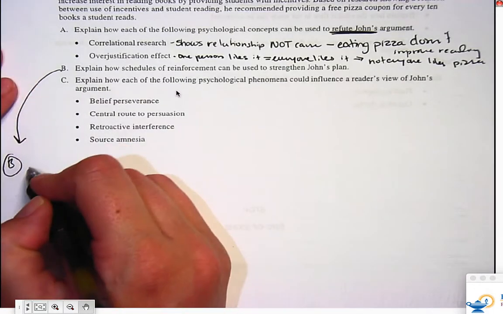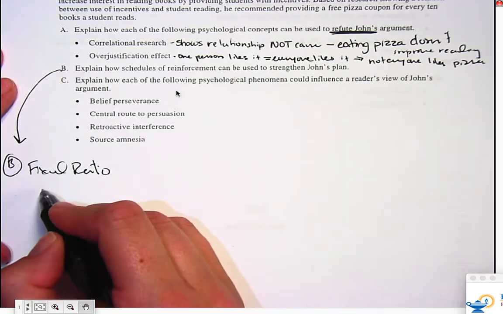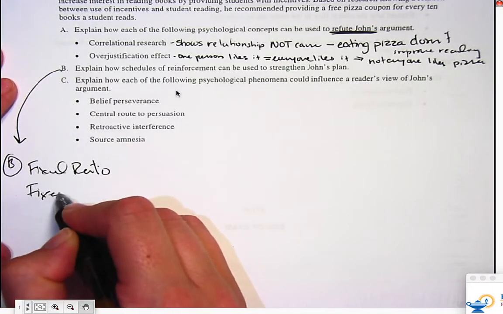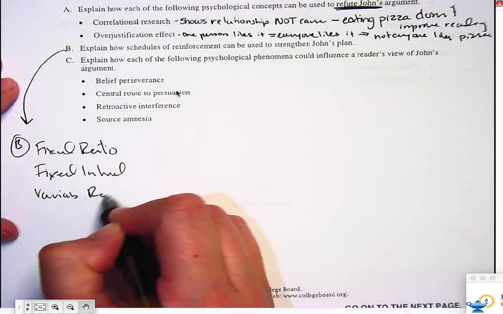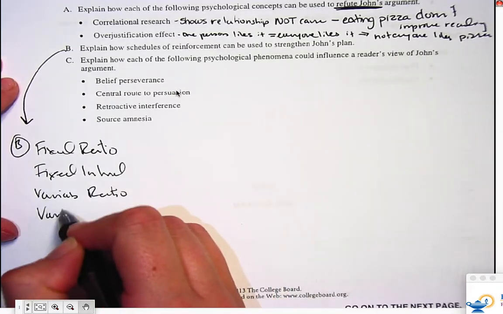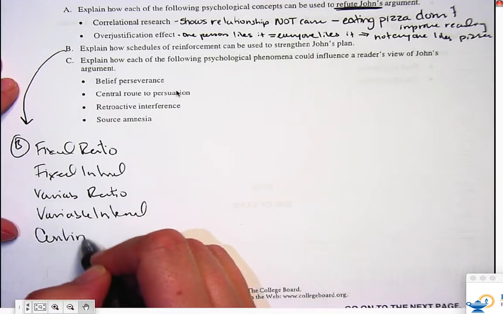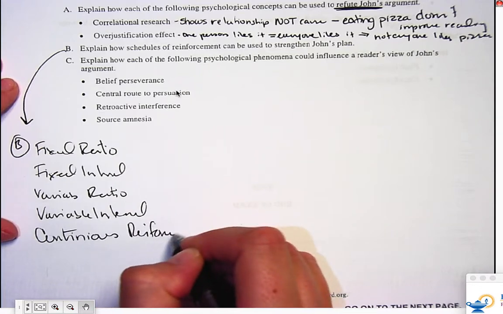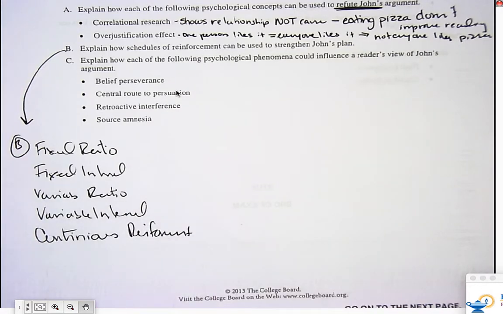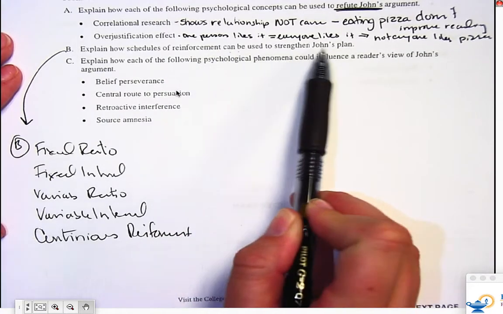Hannah? Fixed ratio. What other ones? Let's just go through the whole list. And there's one more. Continuous. Good. Alright, so here's all your lists. Okay, do we need to describe every single one of them? No. However, we need to explain how schedules of reinforcement can be used to strengthen John's plan.